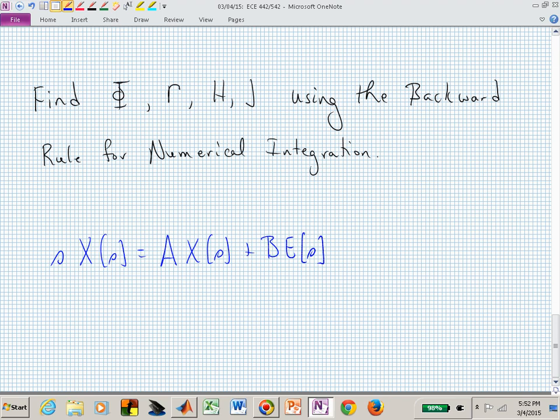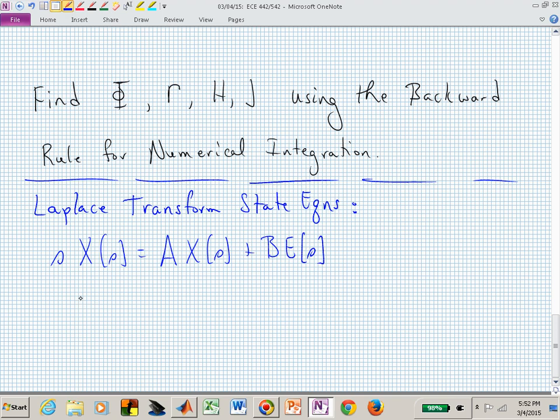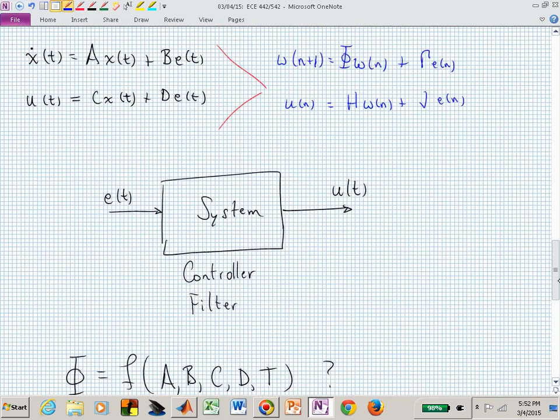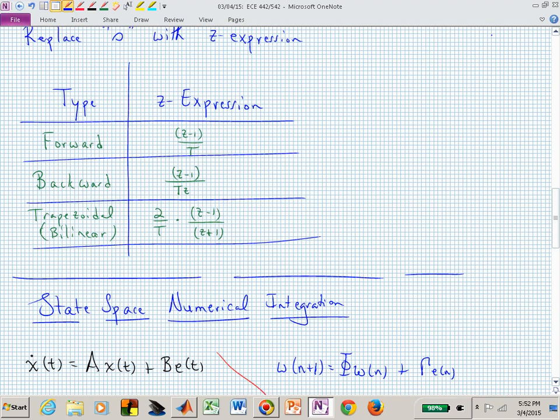And so now you Laplace transform the state equations, and you can pretty easily Laplace transform the output equation, which is U of s equals C X of s plus D E of s. Now you have an s as a variable floating around. Hint, hint.